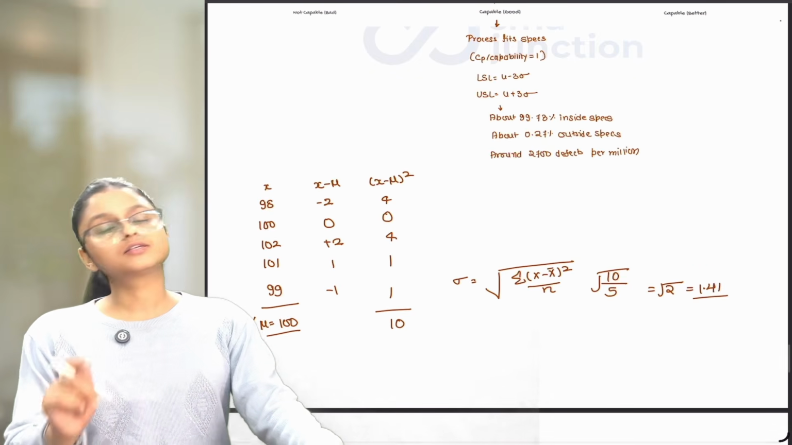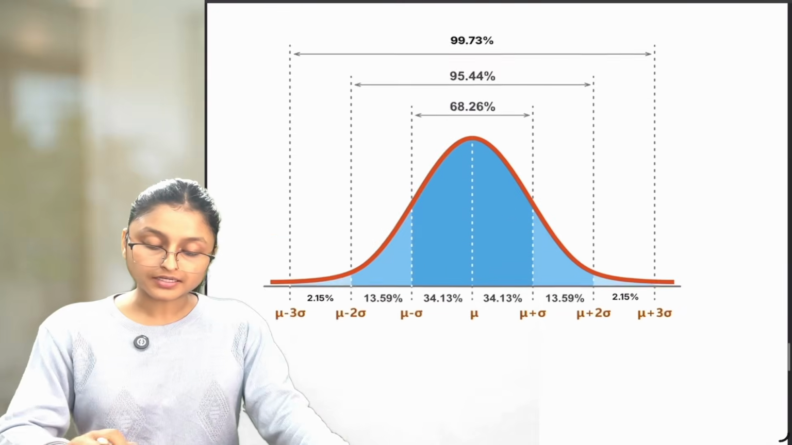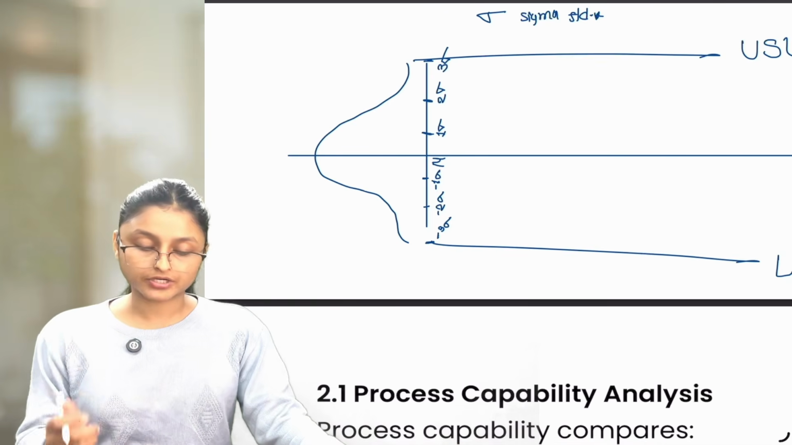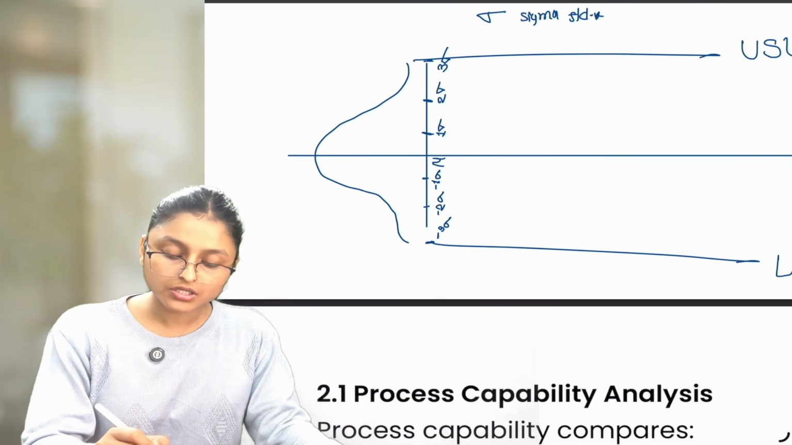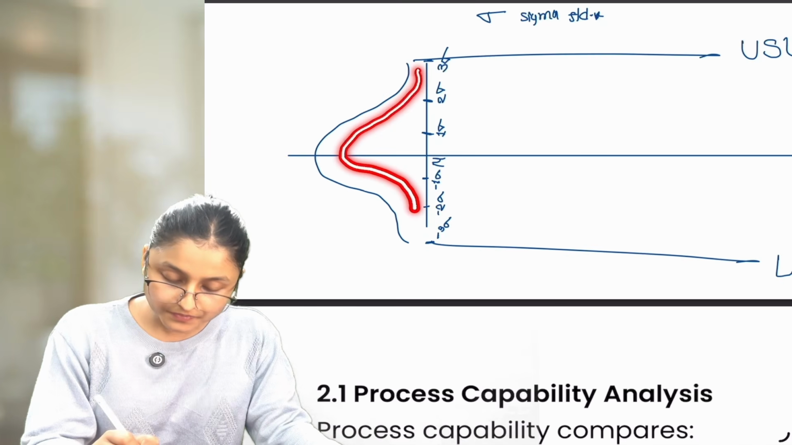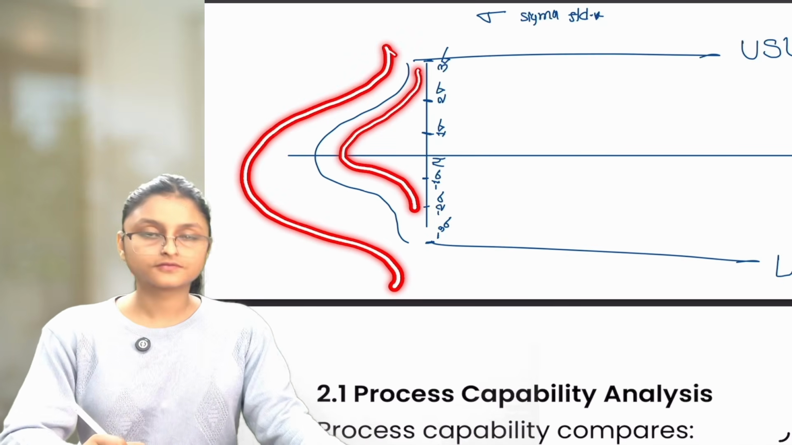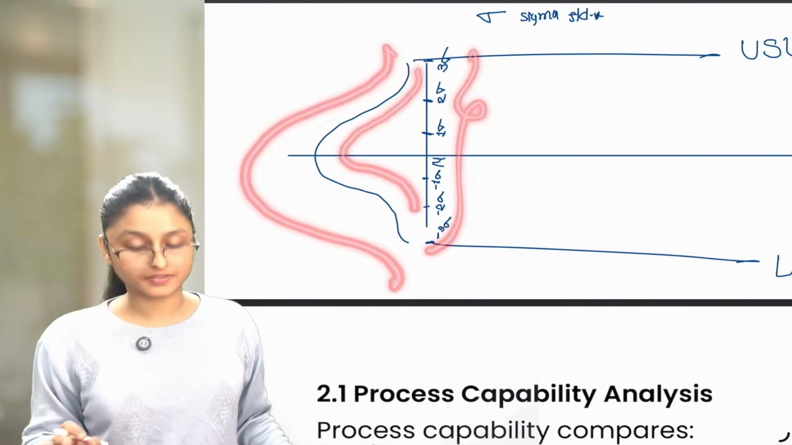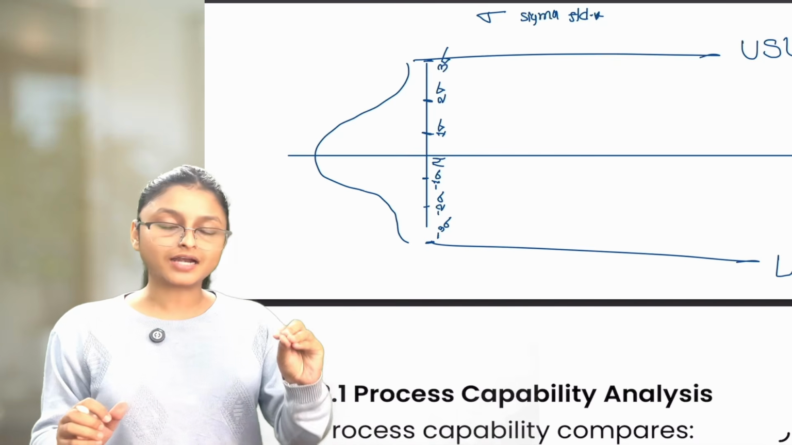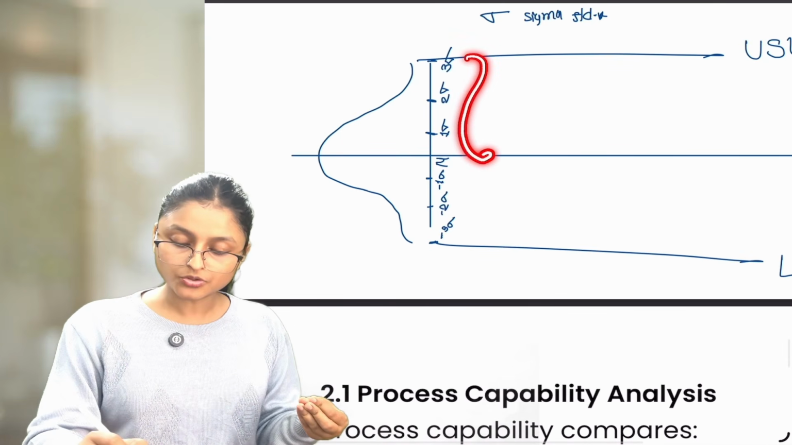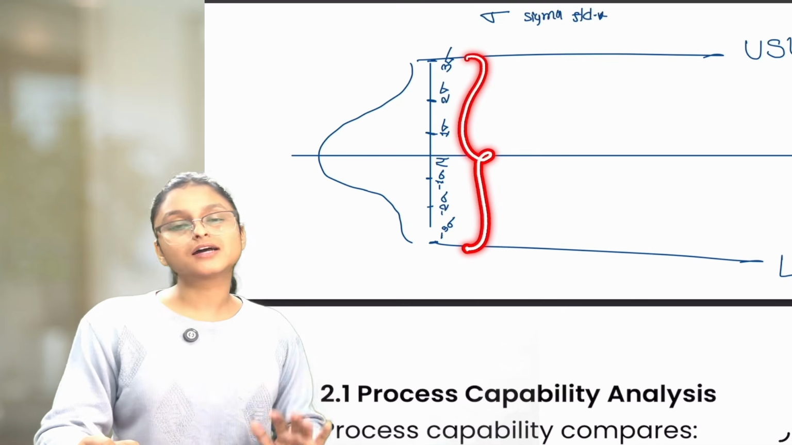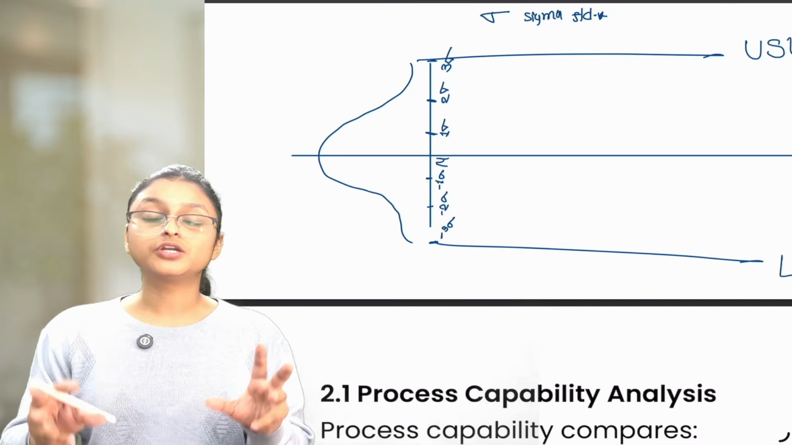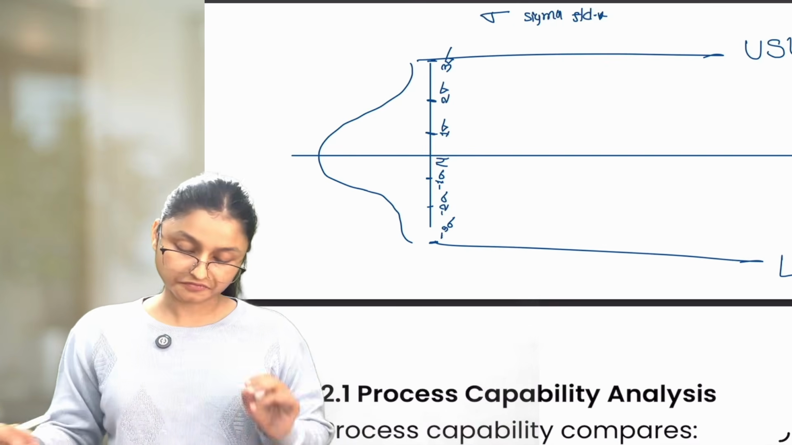For every output, standard deviation can be different. And that is why this particular normal distribution curve can also be different for different outputs. It can be drawn like this, or it can come a little nearer, or it can go a little farther, according to what the standard deviation is. So we need to make sure that our standard deviation is such that we are able to cover up to 3 standard deviation inside our specification limit. Then only we will say that our process is capable to produce the output as per customer's specification.